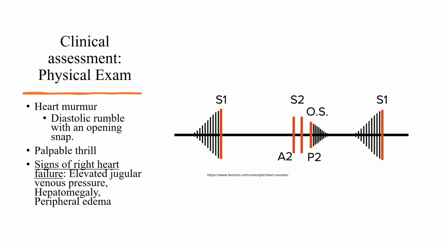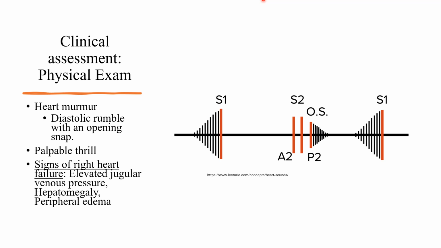On physical exam, you're going to hear a heart murmur, and it's going to be a diastolic rumble with an opening snap. The murmur is best heard at the apex of the heart in the left lateral decubitus position with the bell of your stethoscope. It'll increase with squatting and hand grip and decrease with standing and Valsalva. The opening snap is heard shortly after the second heart sound, your S2. So in this picture, your opening snap is right after your S2. And this sound occurs when the mitral valve opens abruptly.